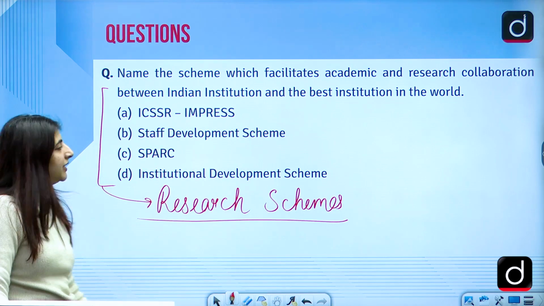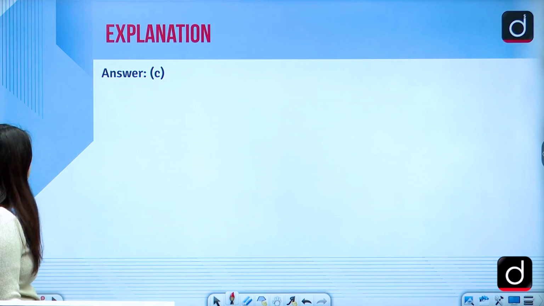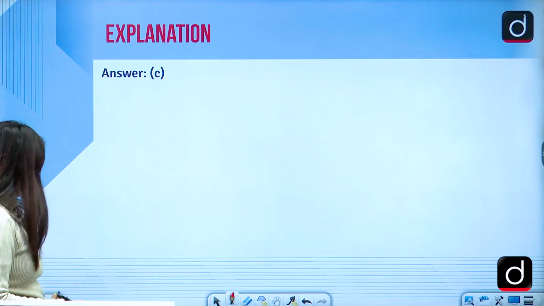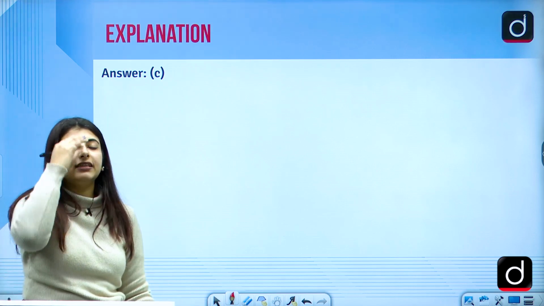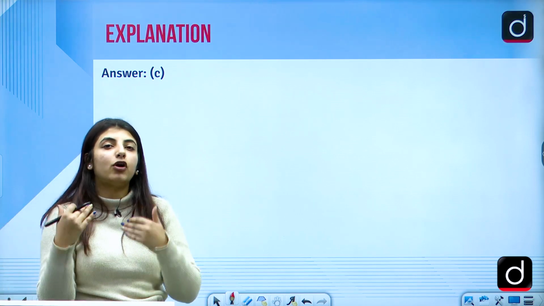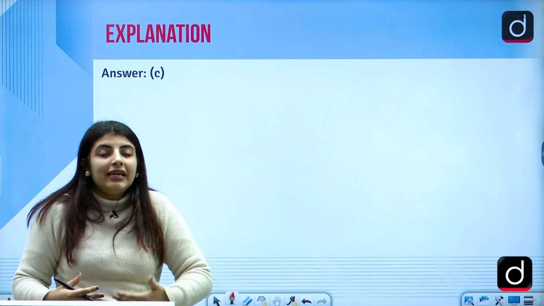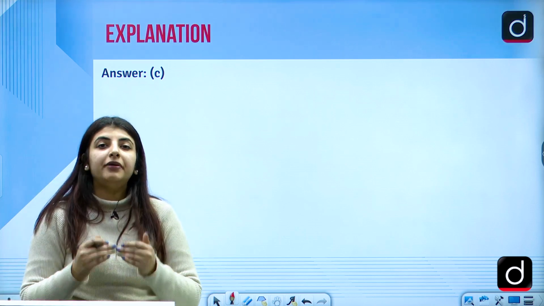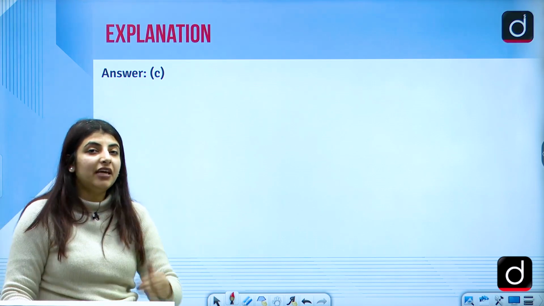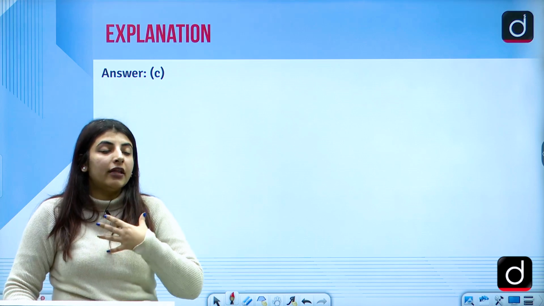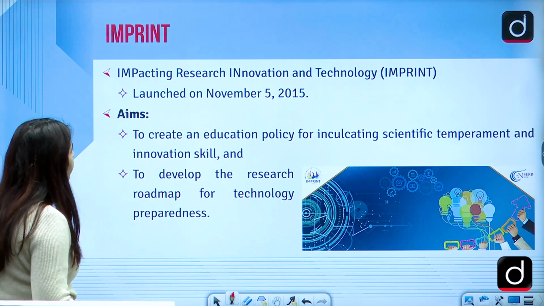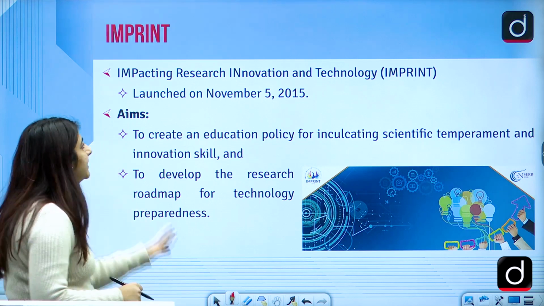The answer to this question is option C, which is Spark, right? We will be moving forward. Now let us see the different types of research schemes which the Government of India and the Ministry of Education in its entirety have brought up for students who want to pursue PhDs. What are the types of schemes that they have provided for whosoever wants to do their PhD? The first scheme that we have here is Imprint.